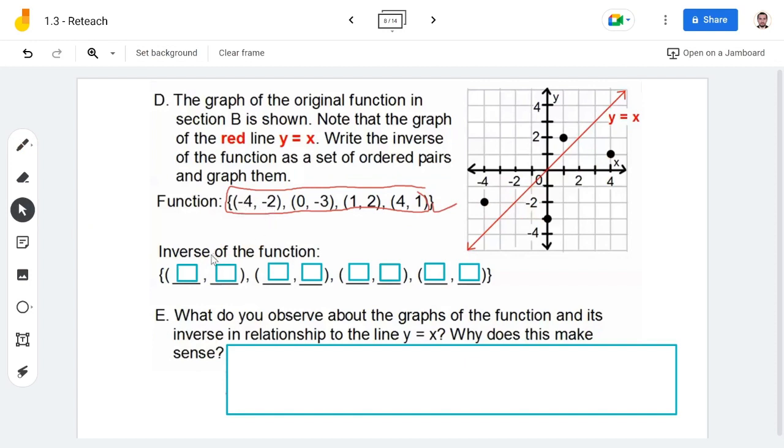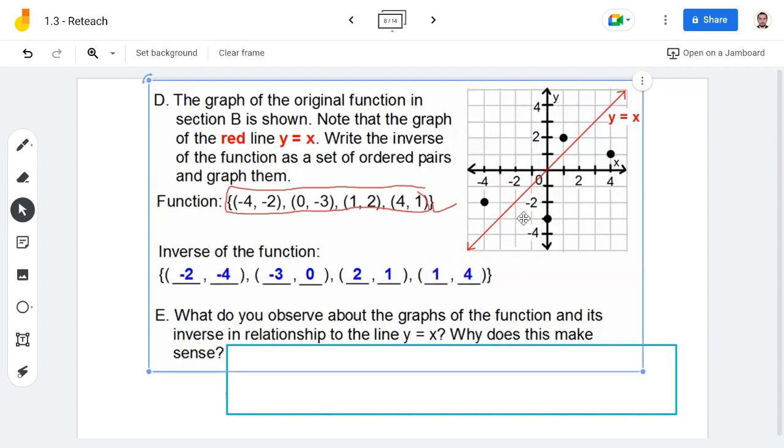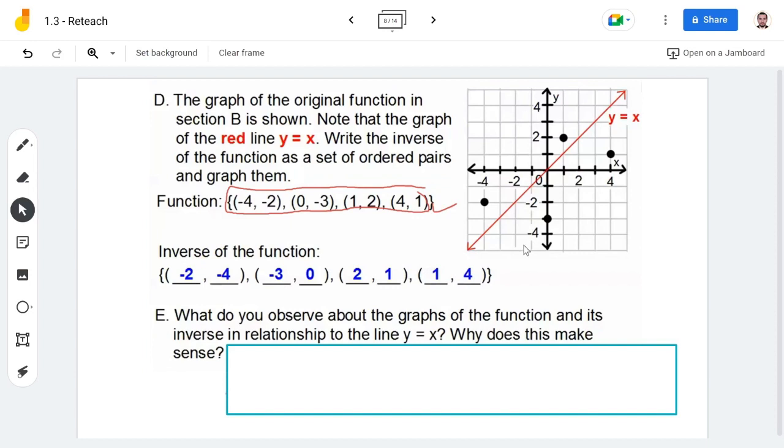The inverse for negative 4, negative 2 is for sure negative 2 and 4. For 0, negative 3, it will be negative 3 and 0. For 1 and 2, it will be 2 and 1. For 4 and 1, it will be 1 and 4. Now let's plot these points on the coordinates. Negative 2 and 4 should be here. This is the first point. Negative 3 and 0 will stay here. 2 and 1 will be here. The last one is 1 and 4, and it will be here.